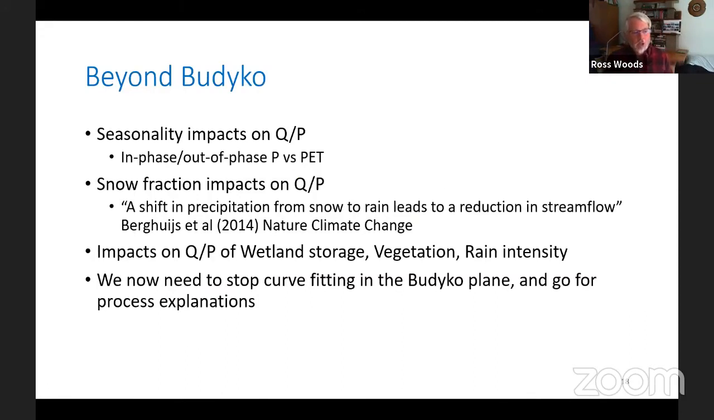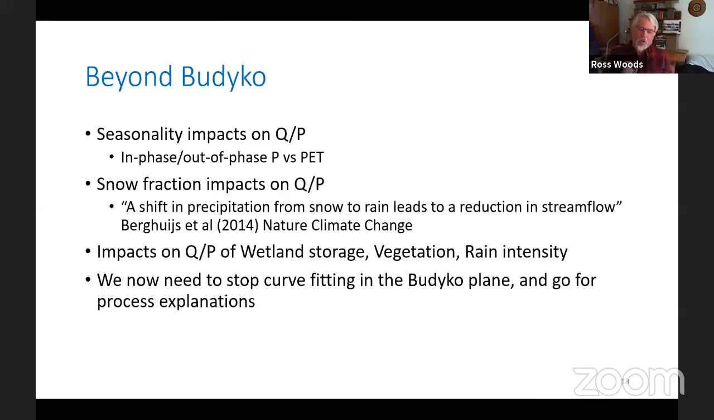Okay, we wanted to go beyond what's often described as the Budyko curve, which is a relationship between the aridity and the evaporative fraction or the runoff fraction. So we wanted to also look at impacts of seasonality of climate on runoff and snow fraction effects on runoff. I don't have enough time to talk in detail about all of these, but I will show you a couple of examples, and I've left a reference to a paper that we published a few years ago on the very significant impacts that changes in snow fraction have on stream flow.